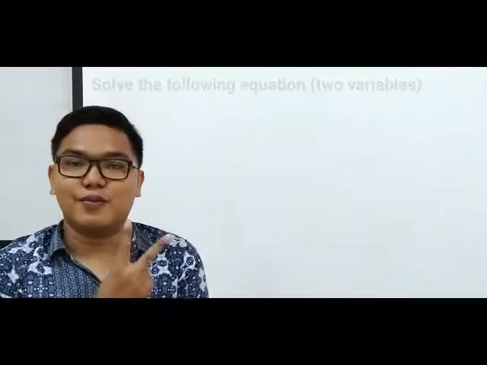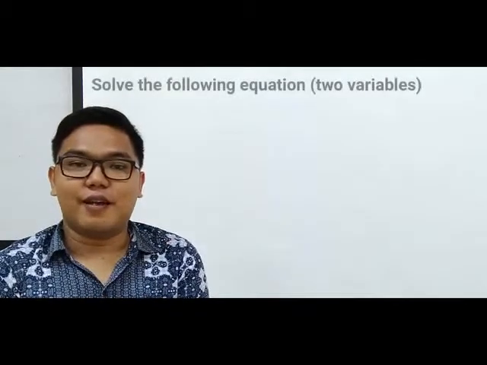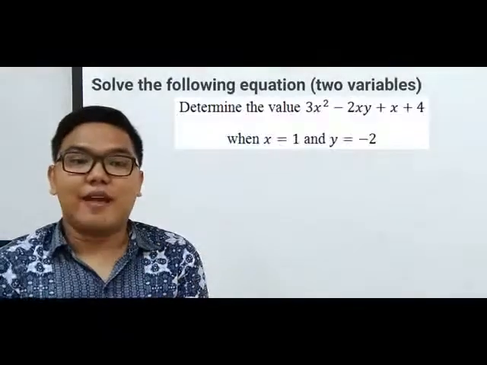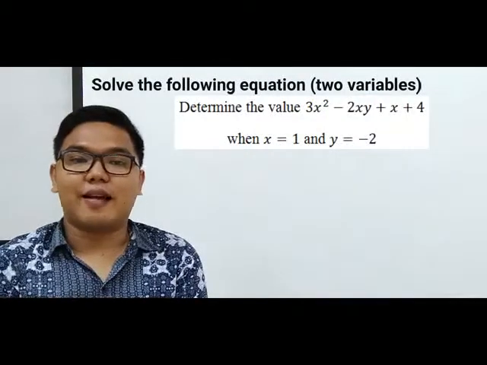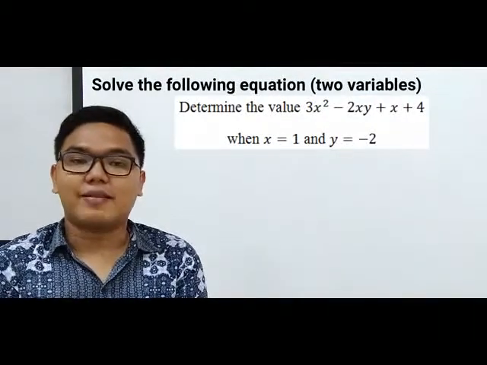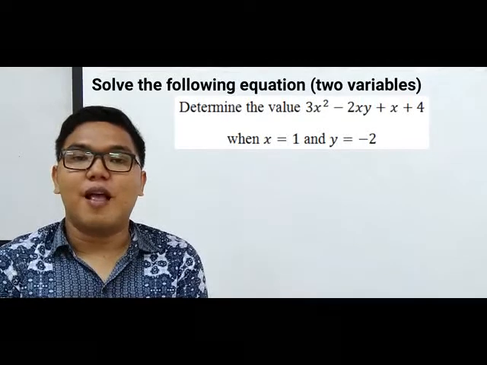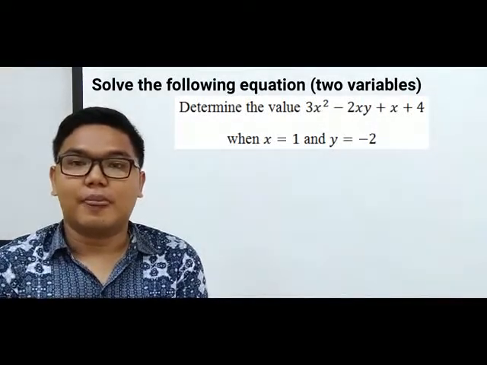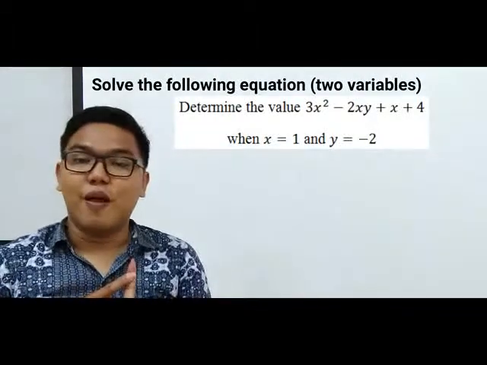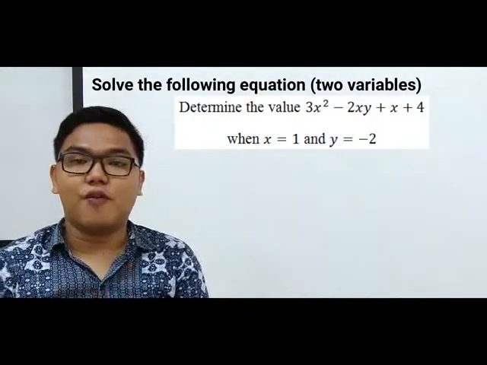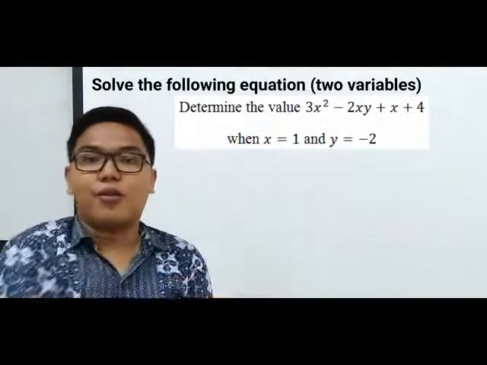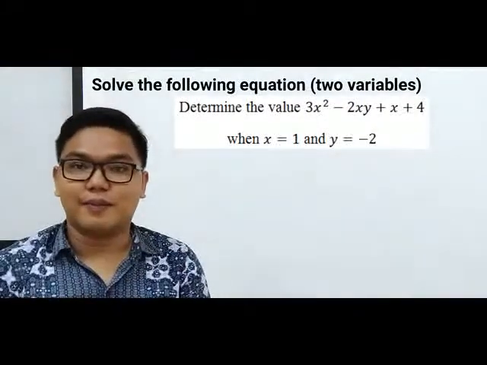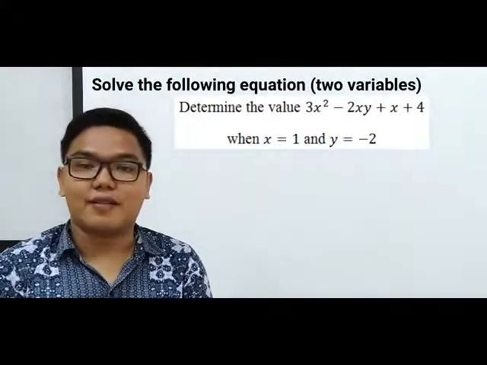Next, we're going to talk about the equation in two variables. Given the equation 3x squared minus 2xy plus x plus 4, when x equal to 1 and y equal to negative 2, find the value of the equation. The first thing that we need to do, we have to substitute the value of x and y into this equation.